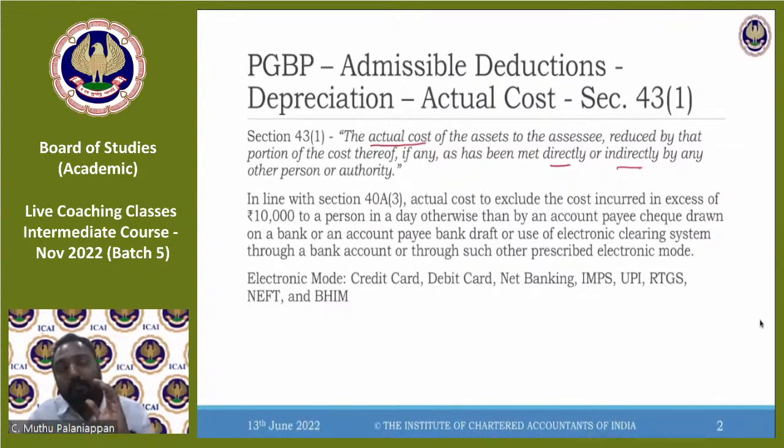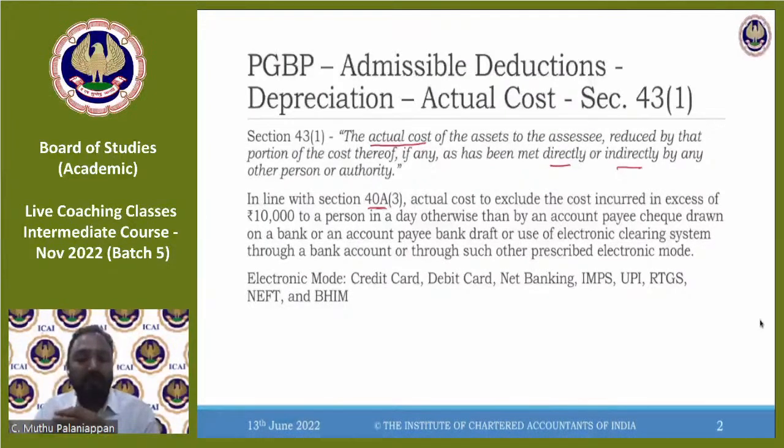When you discuss this concept of actual cost, we'll have to go forward, probably, to understand a portion of 40A, which is about inadmissible deductions in certain circumstances. So in 40A, there is clause 3, which says, whenever any expenditure in excess of 10,000 is met in cash, it is not being paid by the prescribed modes.